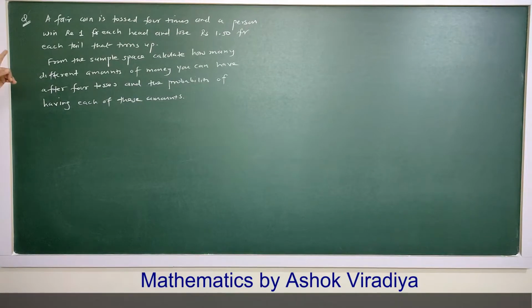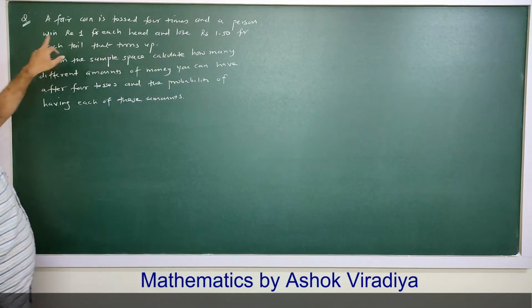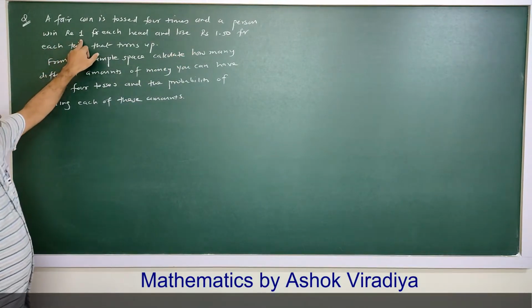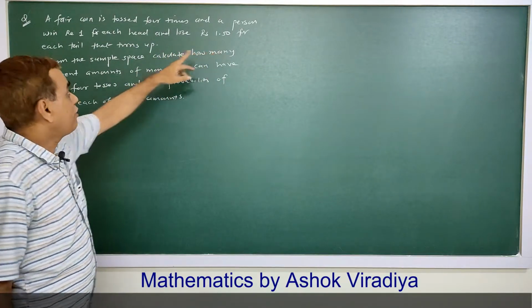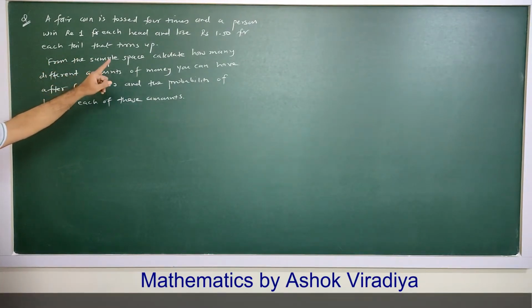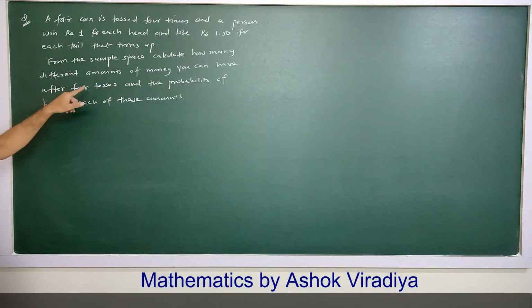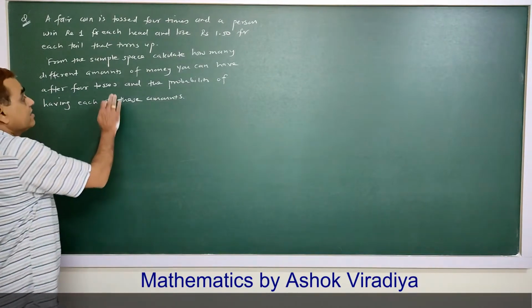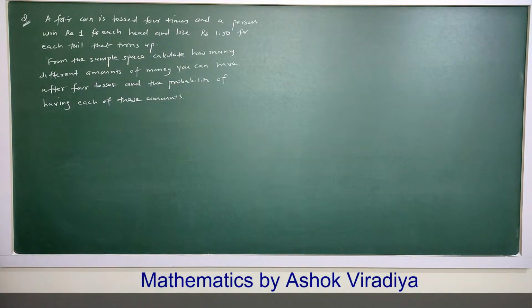A fair coin is tossed 4 times and a person wins ₹1 for each head and loses ₹1.5 for each tail that turns up. From the sample space, calculate how many different amounts of money you can have after 4 tosses and the probability of having each of these amounts.